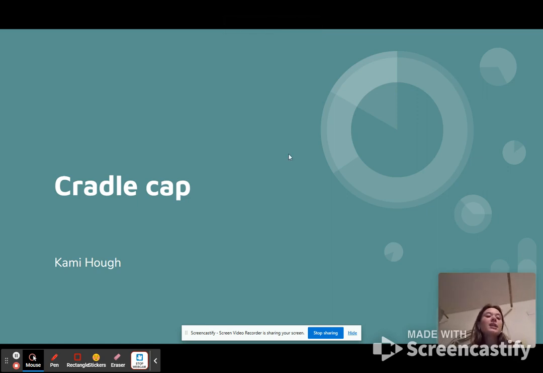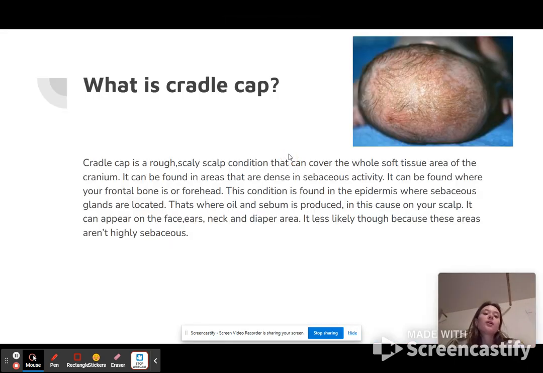All right, my presentation is on cradle cap, and cradle cap is a skin condition which is usually on the scalp, and it's usually in infants. It can be in adults or older children, but it's really not. It's typically on the scalp, which can cover your whole cranium, which is your head, and then can be found where your frontal bone is, or your forehead. So it can go all the way down to your forehead.